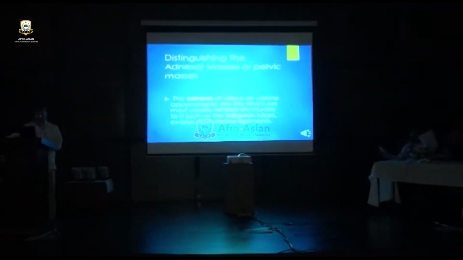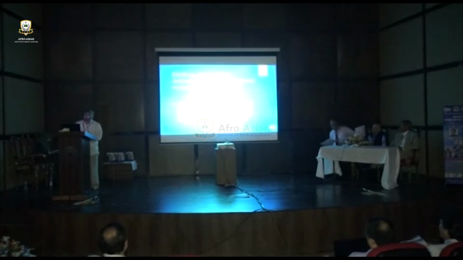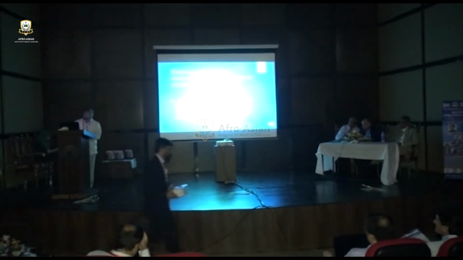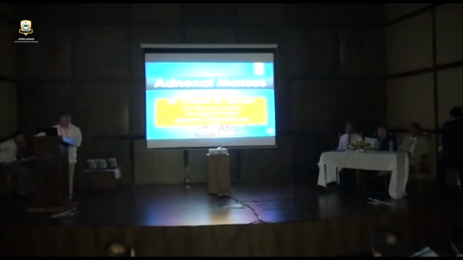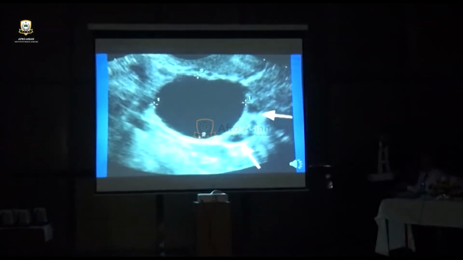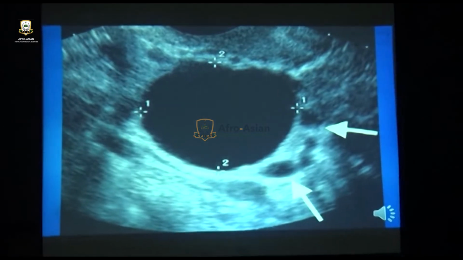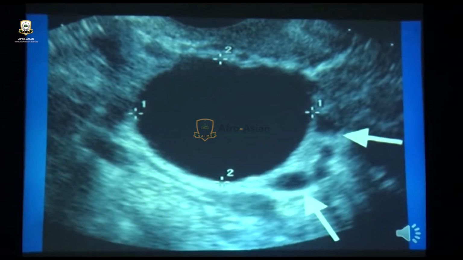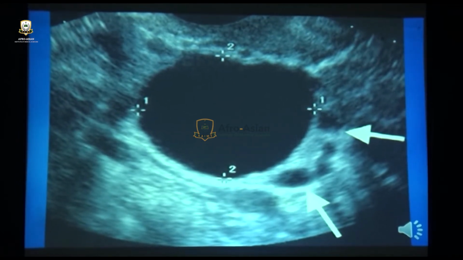So how will we distinguish various structures of the adnexal area? With high resolution transvaginal ultrasound, transabdominal ultrasound. On the screen you can see an ovarian cyst. It has got a thin wall, clear fluid inside, no septations. It is a simple cyst.